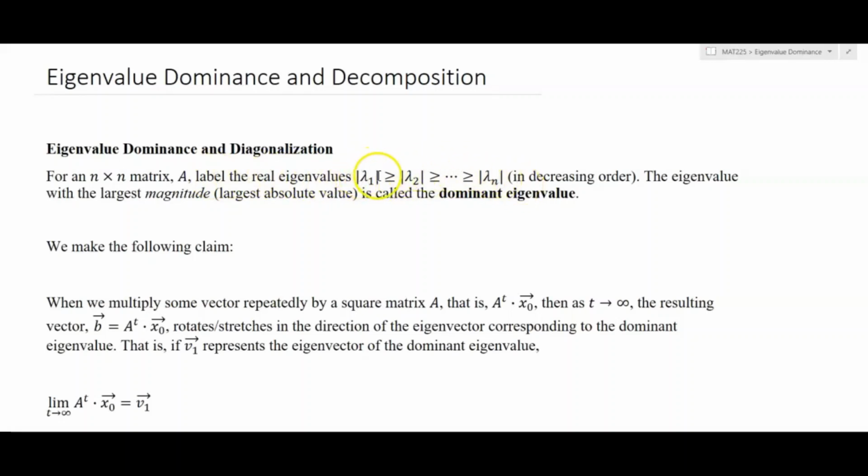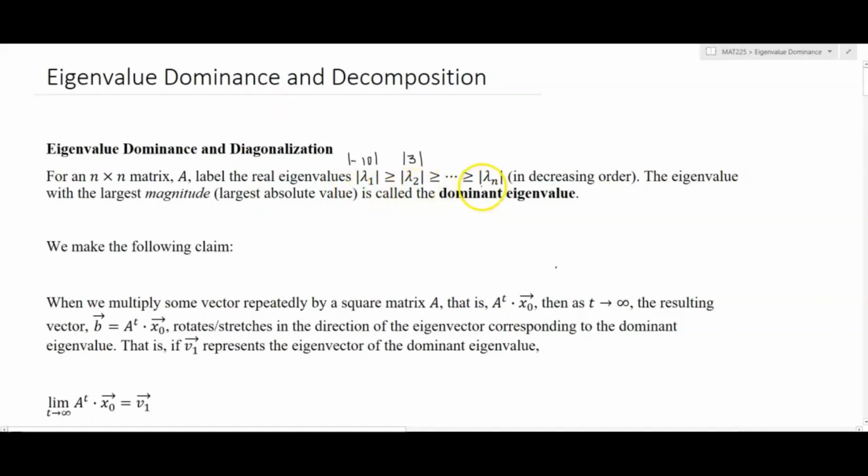So notice that we have absolute value signs. For example, if we had an eigenvalue of -10, let's say, then we would say that -10 is the dominant eigenvalue provided that all the other ones were smaller in magnitude. So this could be like a 3, and technically 3 is larger than -10, but if you take the absolute value and you just look at the magnitude, -10 has a magnitude of 10, 3 only has a magnitude of 3. So we're going to just label them with this convention in descending order to make them easier to organize.